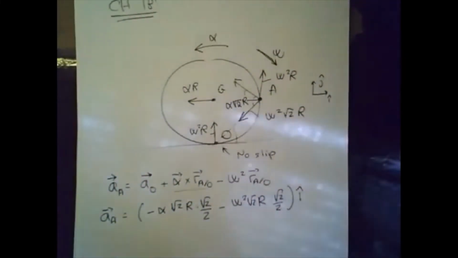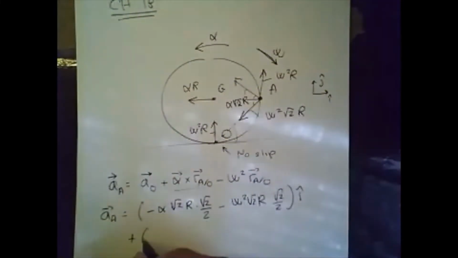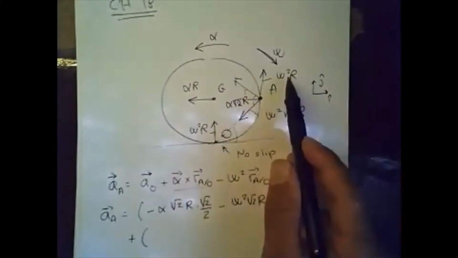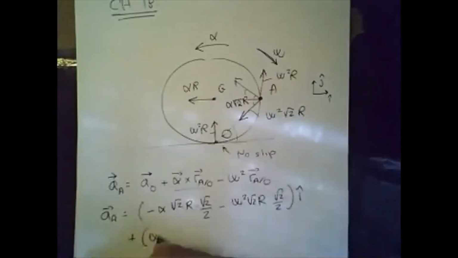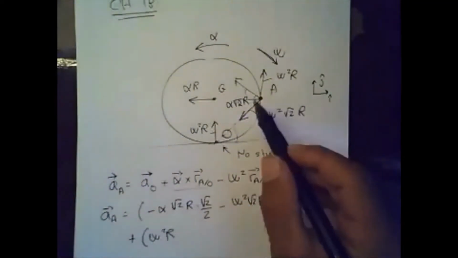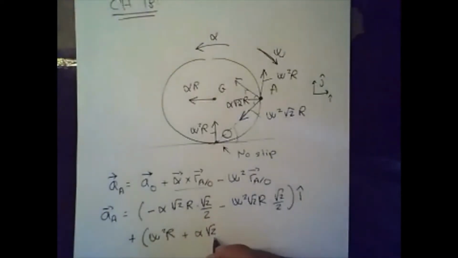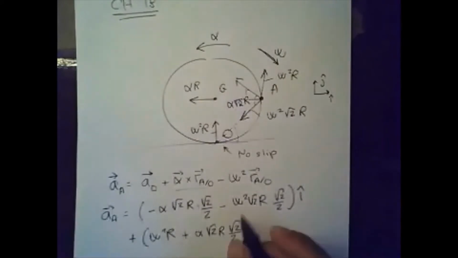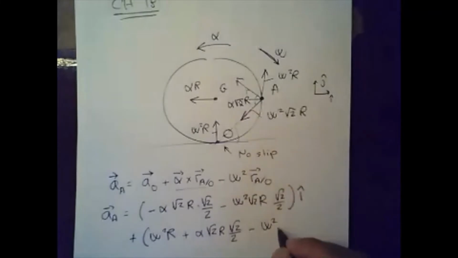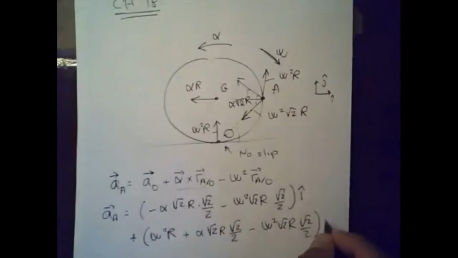And then how about in the J direction? In the J direction, first of all, I have omega squared r, so this is purely in the J direction. How about this one? This one is plus alpha square root of 2 r times sine 45, which is square root of 2 over 2. And then the last one is minus omega squared times square root of 2 r sine 45, which is square root of 2 over 2, and then this is j.